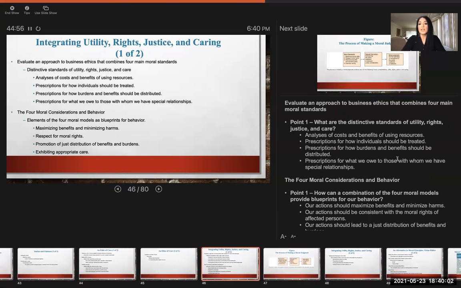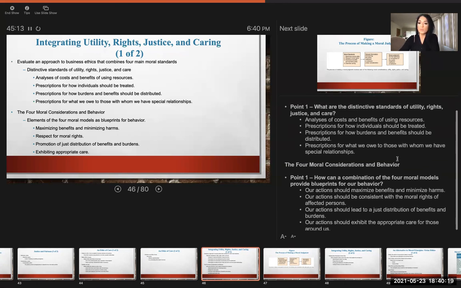Looking at integrating utility, rights, justice, and caring, we look at what the distinctive standards of utility, rights, justice, and care are. Well, the analysis of costs and benefits of using resources, how individuals should be treated, how burdens and benefits should be distributed, and what we owe those in special relationships as well.